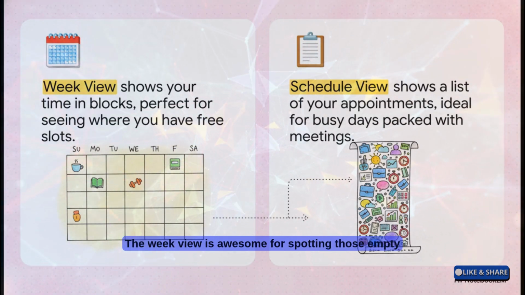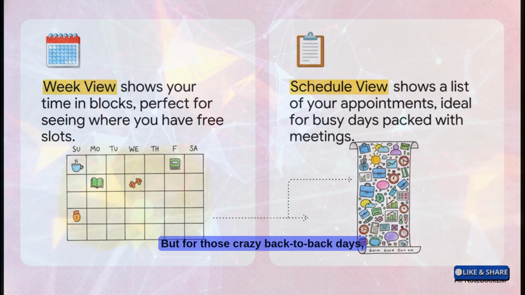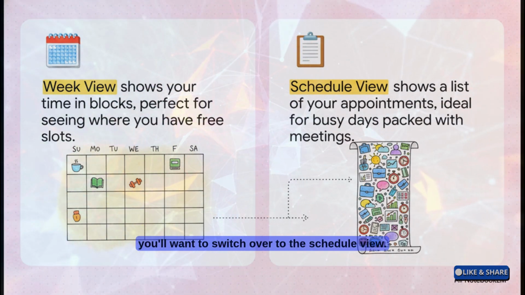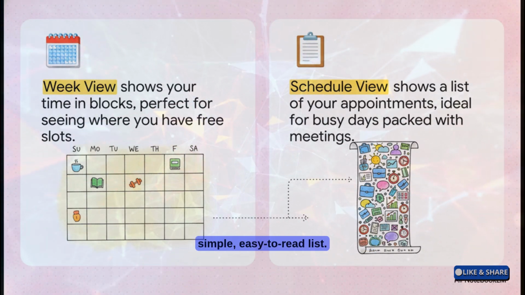The week view is awesome for spotting those empty spaces in your schedule. But for those crazy back-to-back days, you'll want to switch over to the schedule view. It just magically turns all that chaos into a simple, easy-to-read list.